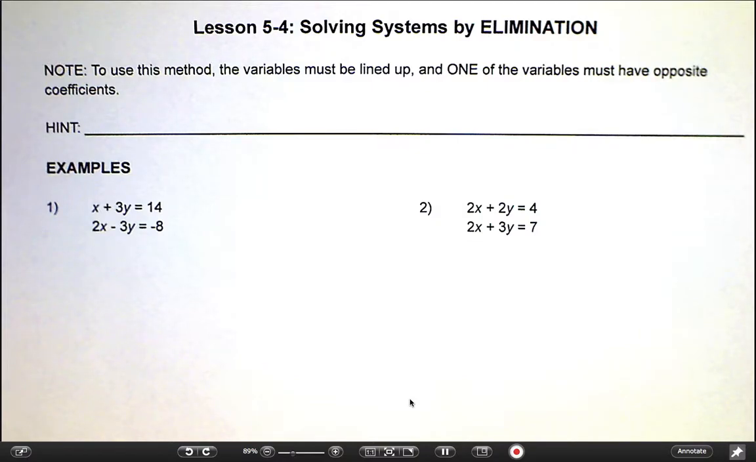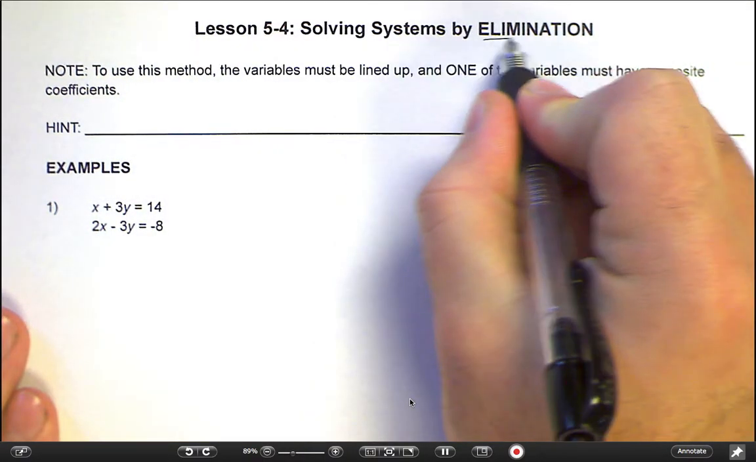Today we're going to be talking about solving systems by elimination. So this is our last method that we're going to talk about dealing with solving these systems. So far we've talked about graphing and substitution. With elimination, the word elimination actually kind of tells us what we're trying to do.